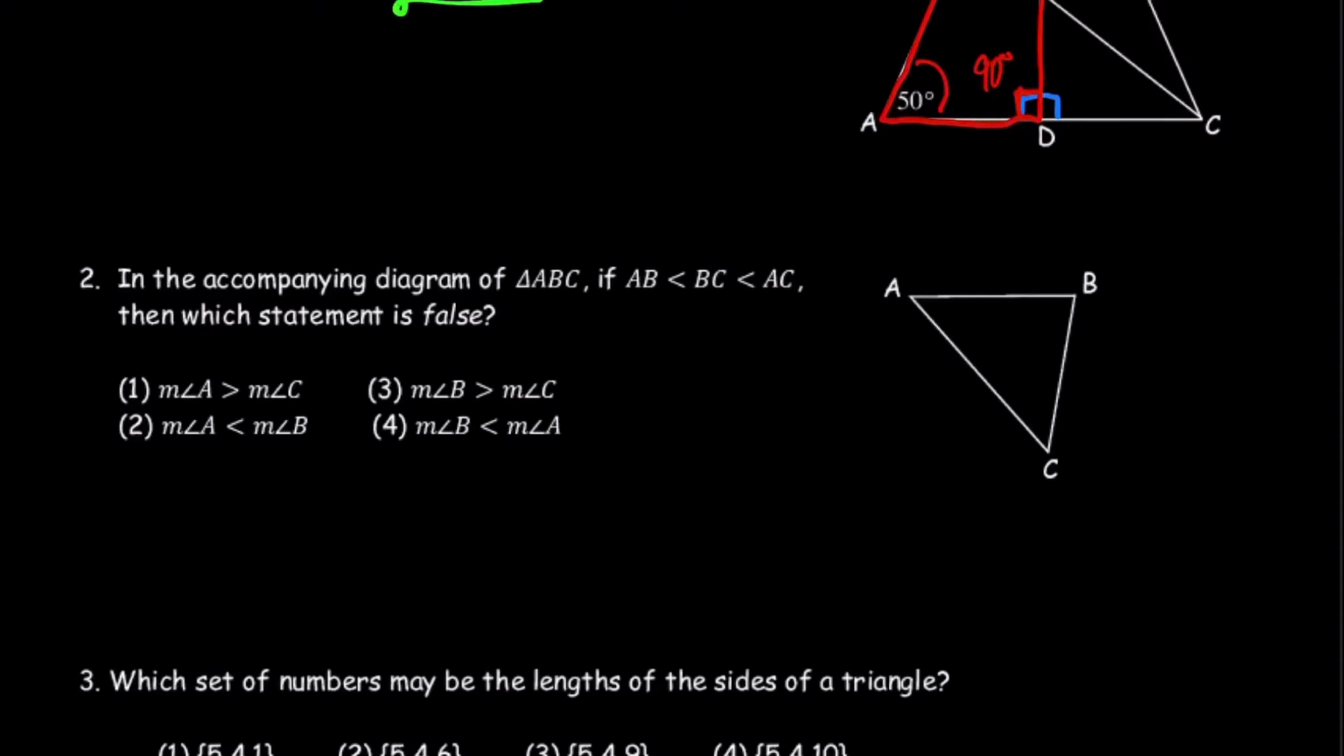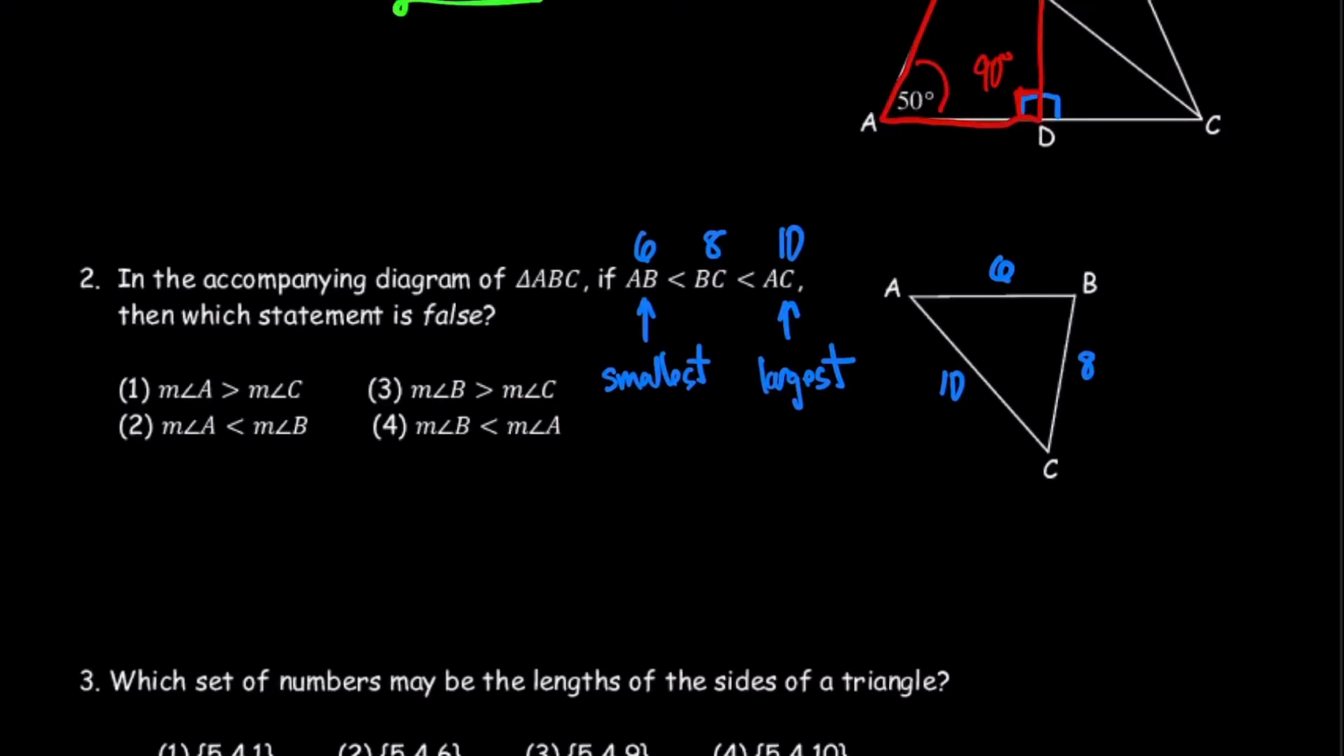Question 2. In the accompanying diagram of triangle ABC, if AB is less than BC is less than AC, then which statement is false? So very tricky question. Notice these inequalities. Those are less than symbols. So what that means is AB is going to be your smallest side, and AC is going to be your largest side. So what we're going to do first, we're just going to make up numbers. AB is 6, BC is 8, and AC is 10, because they go in order. So let's put those in our figure. AB is 6, BC is 8, and AC is 10.